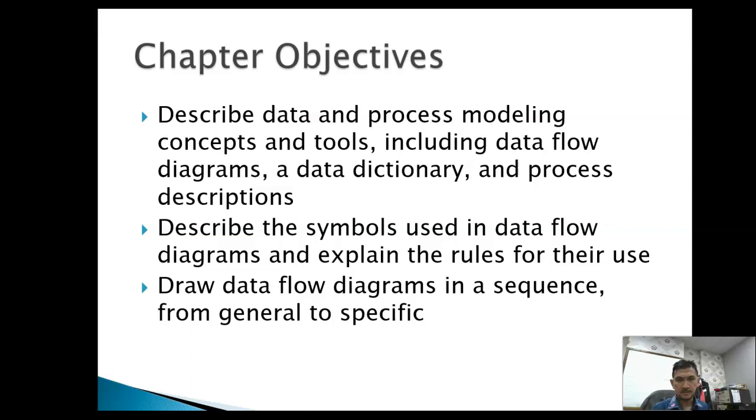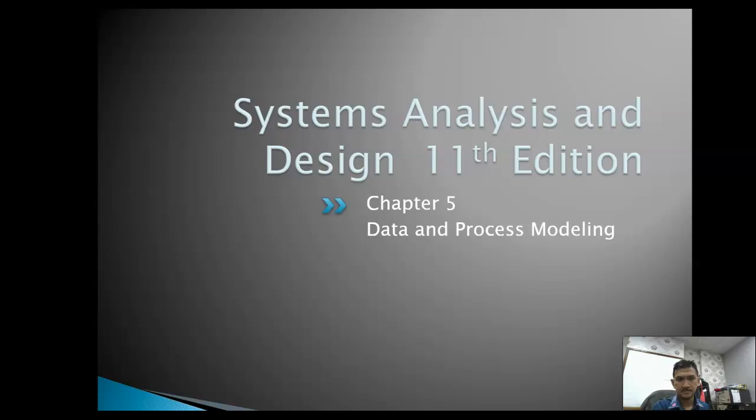Today we're going to do the next topic, which is data modeling, data and process modeling. For any system, data is important because it has all the raw ingredients for us to come up with information. We will process the data to become information. But in order to do so, we need to have a model.